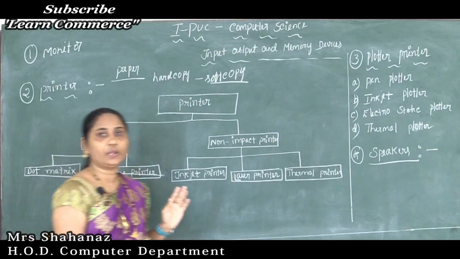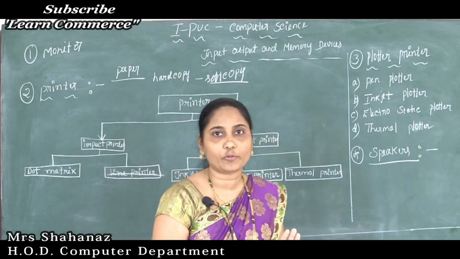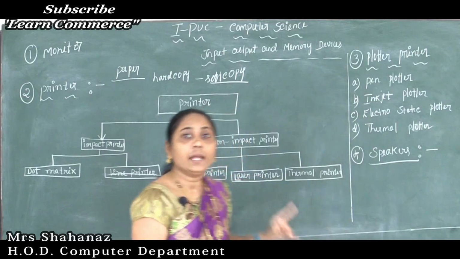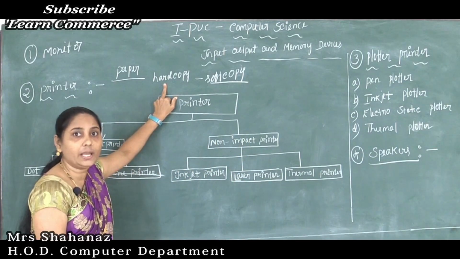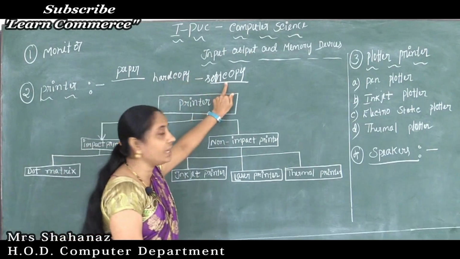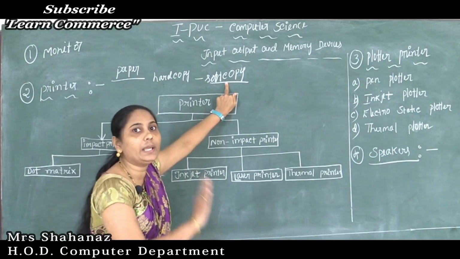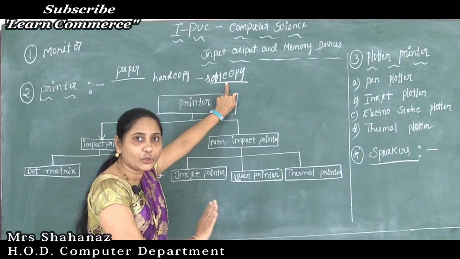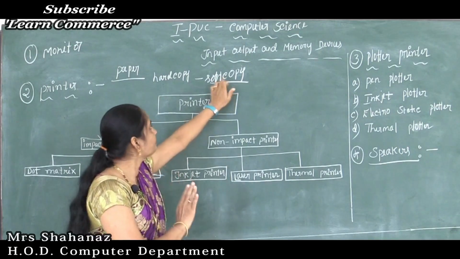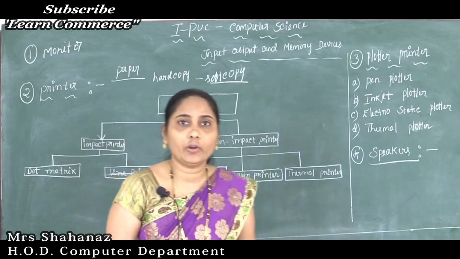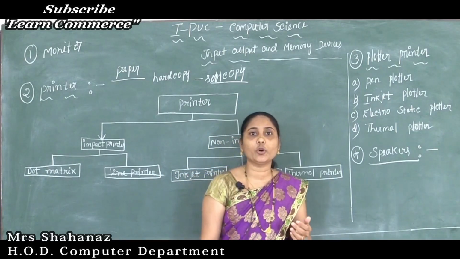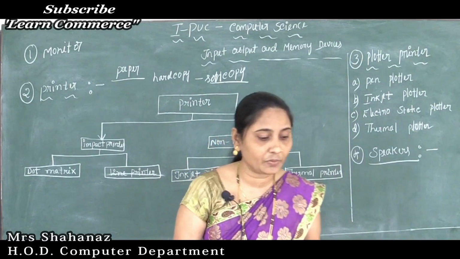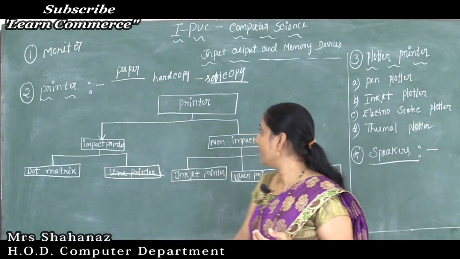So be clear about the difference between hard copy and soft copy. We can say that the result produced by the printer is called the hard copy, and the information that exists only in our computer is called the soft copy. Now, in our printer, many types are there. Now we are going to study what types we have in our printer.